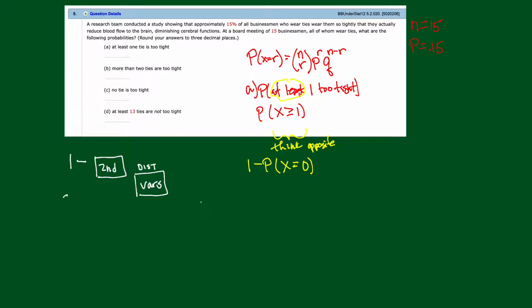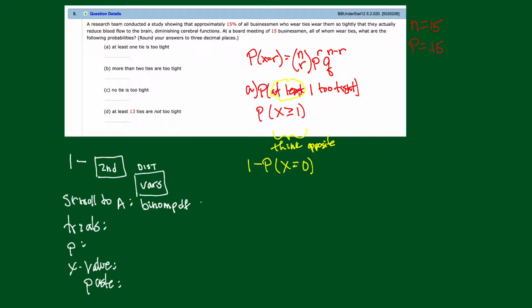Now scroll down to A, and A says binomPDF. We're using the P because there's precisely one value, just x is 0. We use the C if there's more than one value.